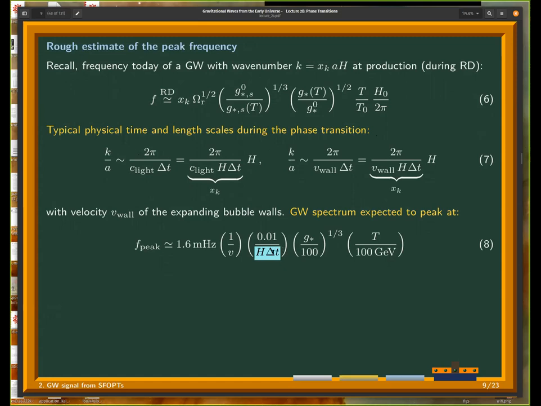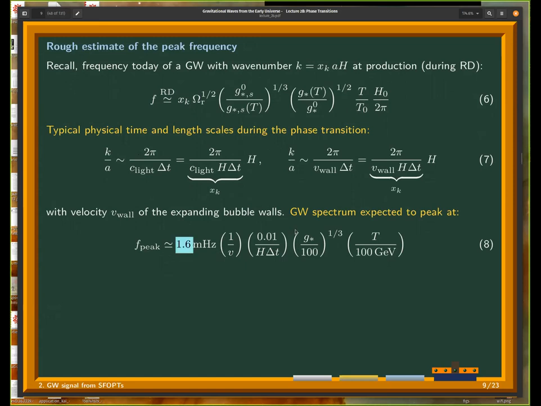This is the second factor here. And so these first two terms, 1 over V and 1 over H times delta T, just come from this little X factor. Then this term is numerical. This is numerical. This is numerical. All of this leads to 1.6 millihertz.